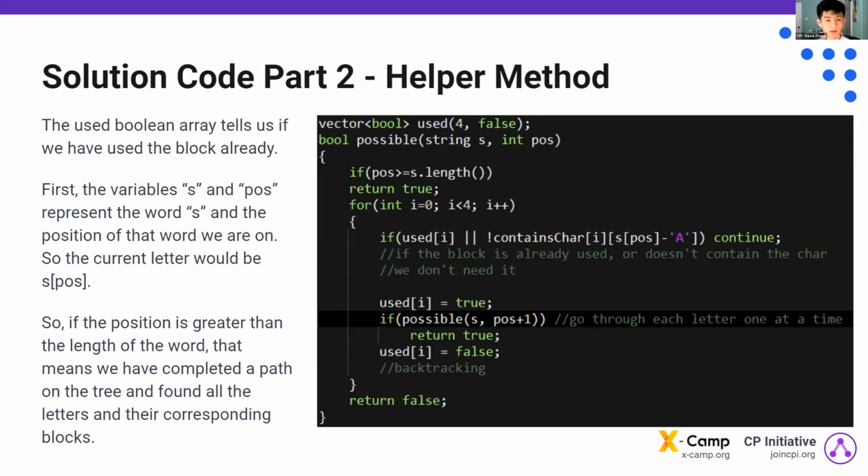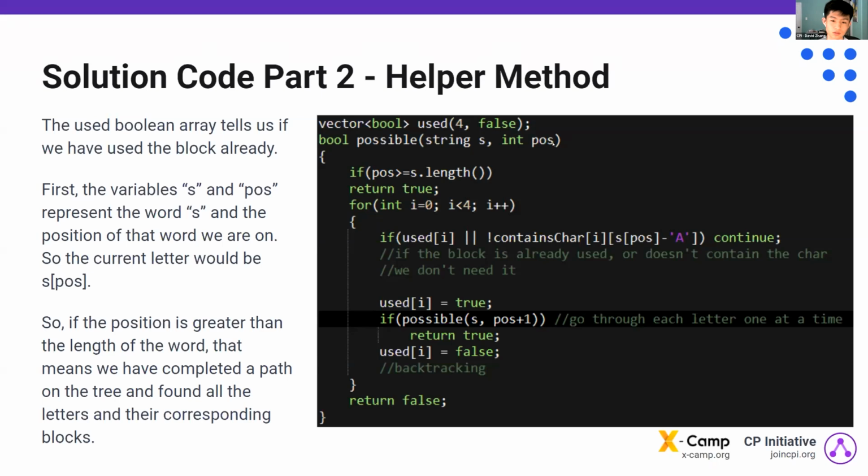So anyways, we're going to have a Boolean array called used, and it's going to say whether we've used the block already. Notice how it's only size 4 because we only have 4 blocks. And we're going to have 2 parameters inside our function: the variable s and the integer position.